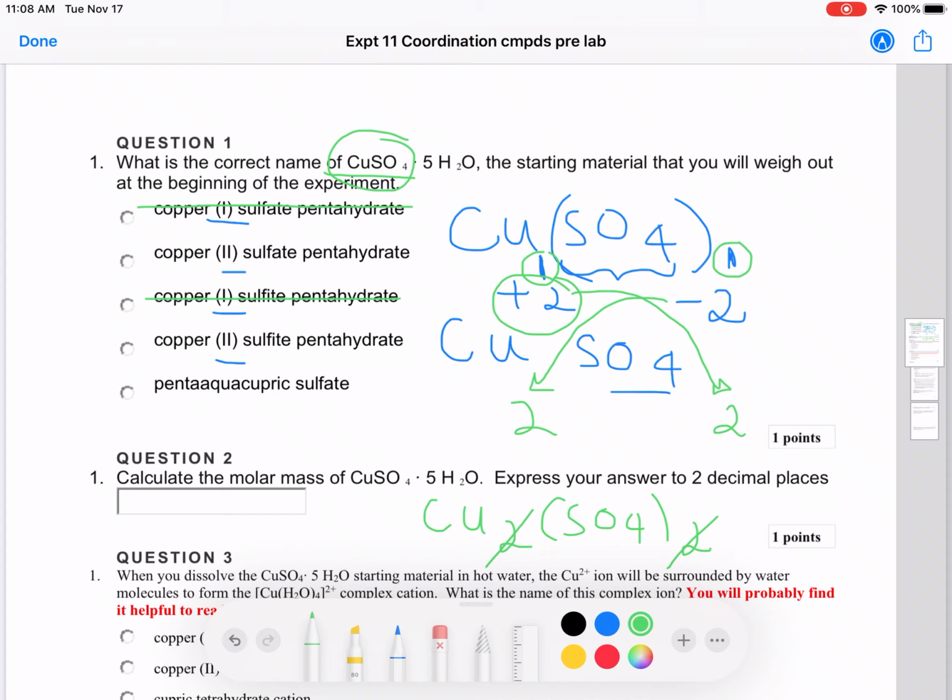So this is copper 2 sulfite. Sulfite is SO3, so that's not the correct one. Sulfate. So it should be copper 2 sulfate pentahydrate is the answer.